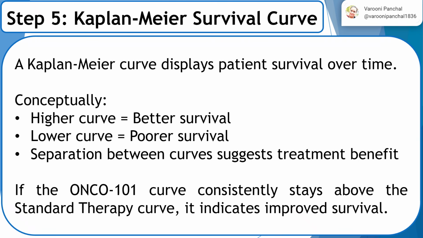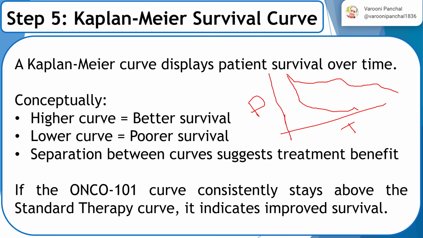Say this is the survival probability and this is the time, right? So this is time and this is the survival probability. Now if the Onco curve is higher than the standard therapy, and say standard therapy is like this, right? You see it is staying consistently above for a certain time period, then it shows improved survival, right?